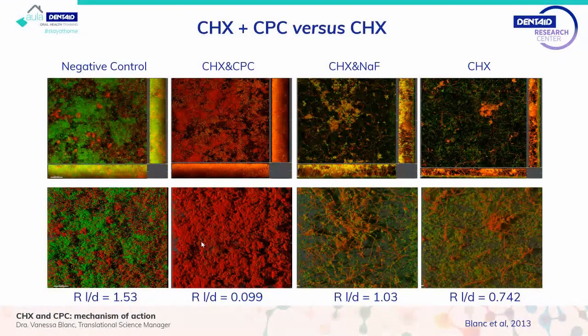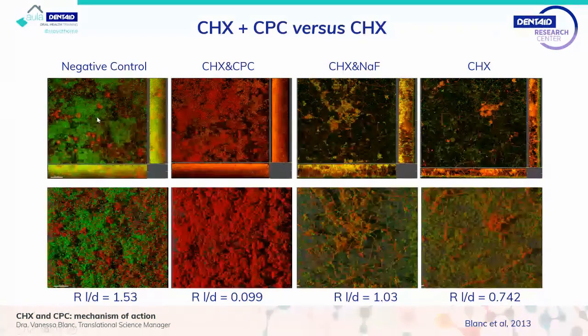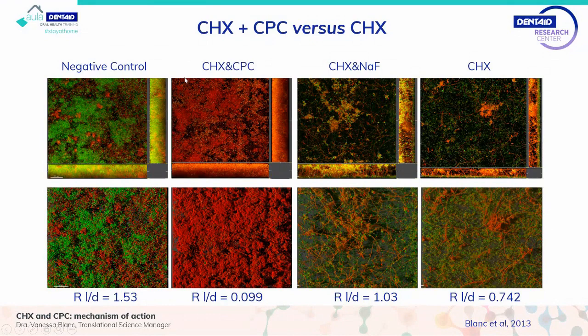And these techniques allow us also to evaluate how formulations with the same concentration of chlorhexidine, here you can see 3 different formulations, all of them with the same concentration of chlorhexidine, 0.12%, do not work equally. Remember, in green, alive microorganisms, in red, the dead ones. Adding CPC greatly increases the bacterial mortality.